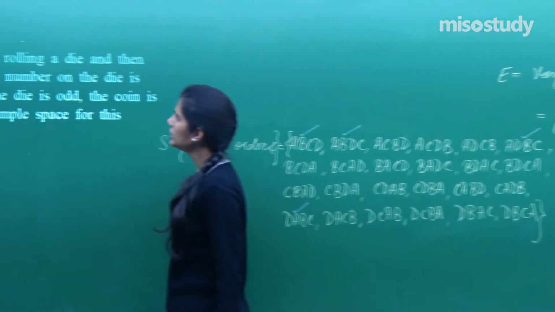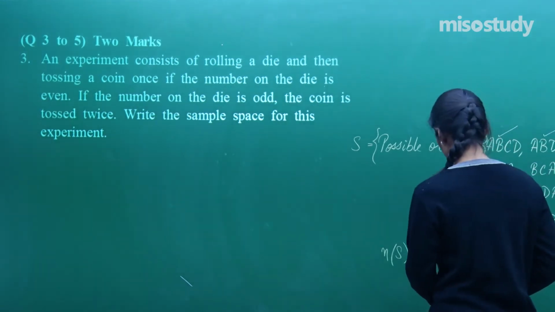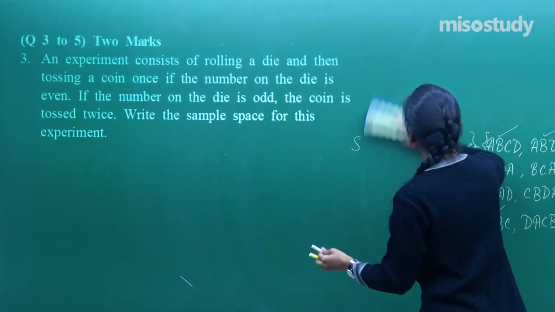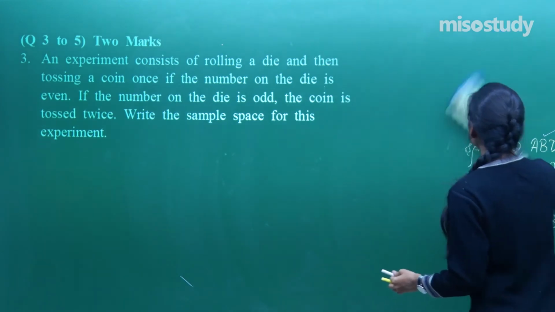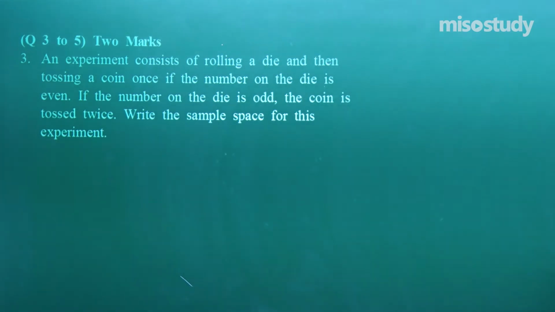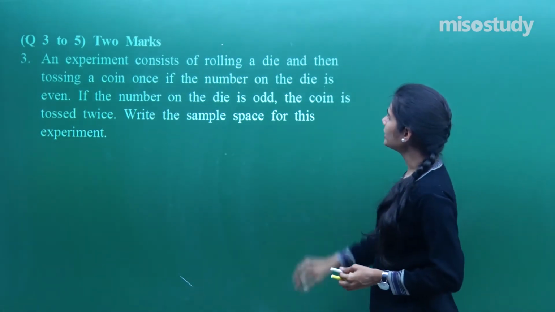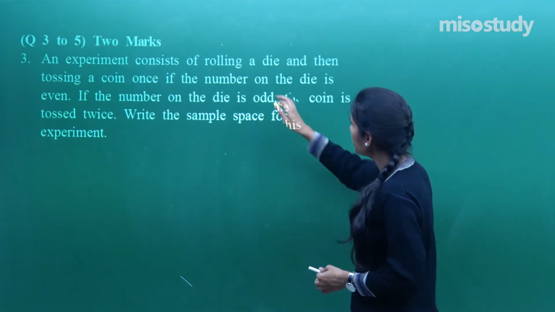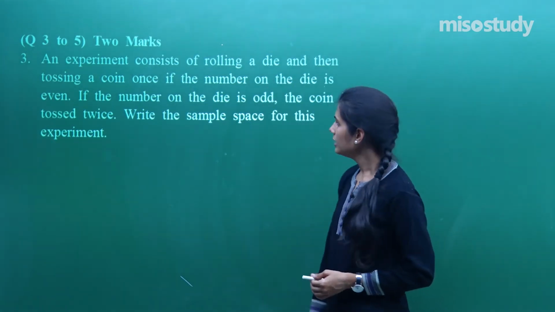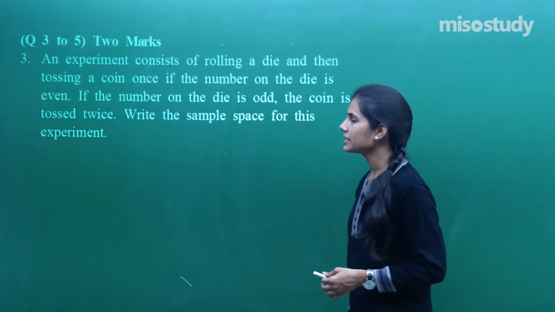We have an experiment which consists of rolling a die and then tossing a coin. So a die is rolled, and when one die is rolled, one coin is tossed if the number on the die is even. If the number on the die is odd, then the coin is tossed twice. Write the sample space for this experiment.